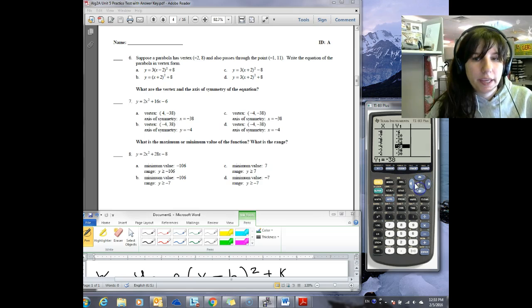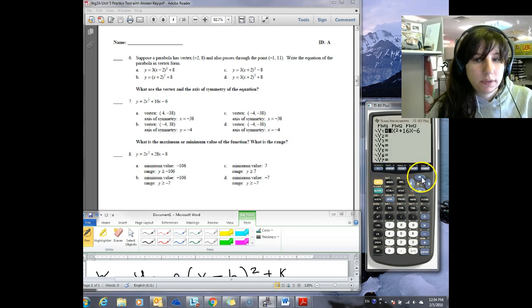So my answer is -4, -38. And then the axis of symmetry is going to be -4. That's just whatever your x is. So -4, -38, axis of symmetry is -4. Looks like D is good to go.